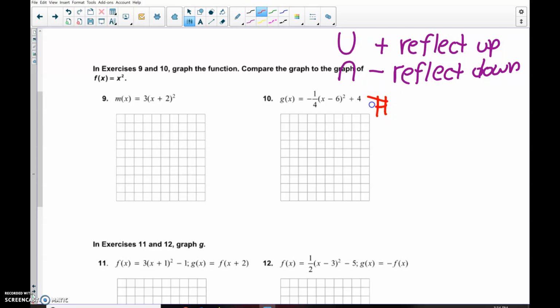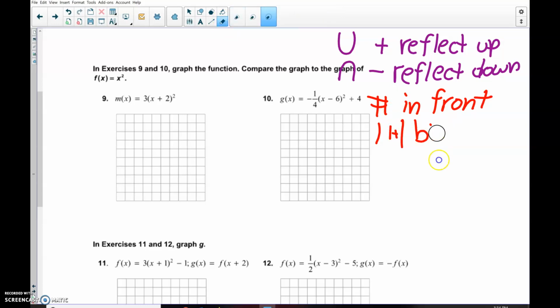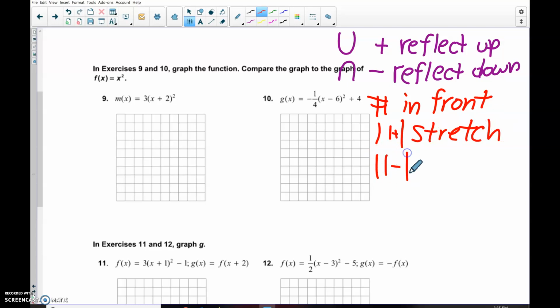The number in front, remember, if the absolute value of it is bigger than 1, I'll just put 1 plus, that means it's going to be a stretch. If the number in front is, we'll put a 1 minus, less than 1, so a fraction basically, it's going to be a shrink. Careful on some fractions because they might do like 3 over 2. Well, 3 over 2 is bigger than 1, so that would still be a stretch.